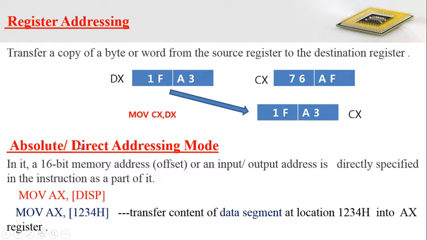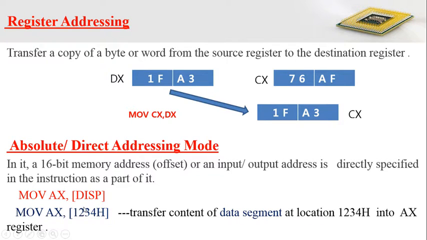Next is the absolute, or direct, addressing mode. In it, a 16-bit memory address, or the offset or displacement value of an operand, is directly specified in the instruction as a part of it. The displacement value of the operand, or the data to be operated on, is specified as a memory content here. Example: MOV AX, content of a displacement value.